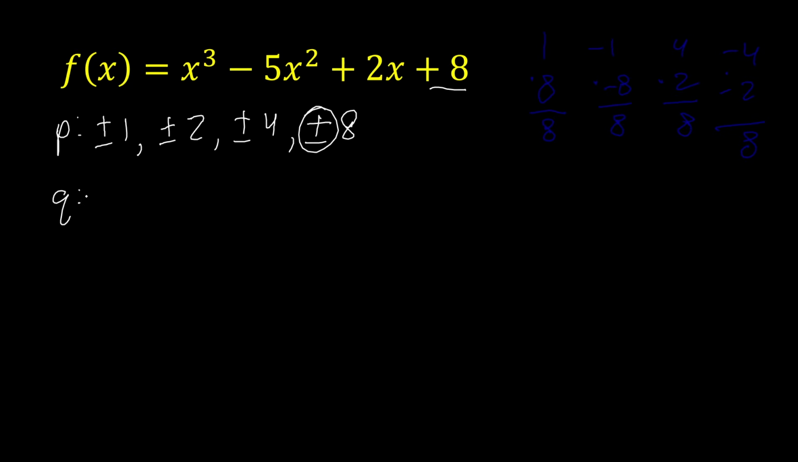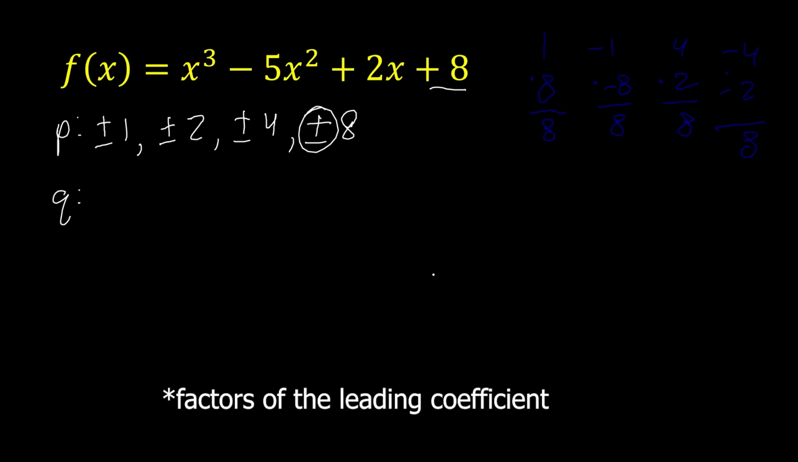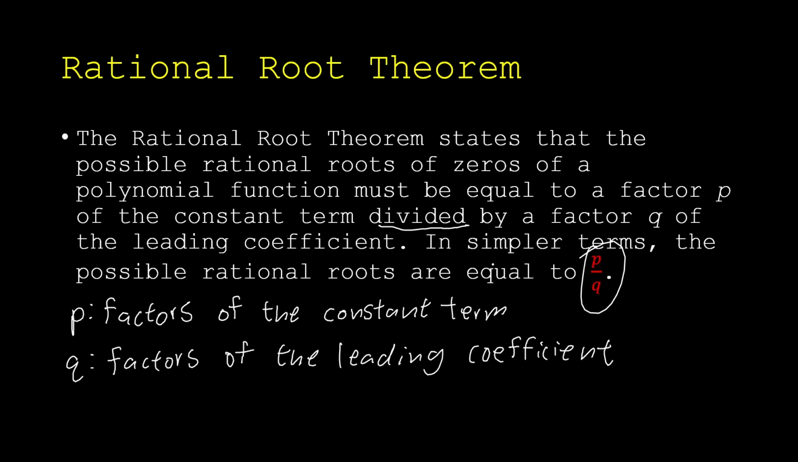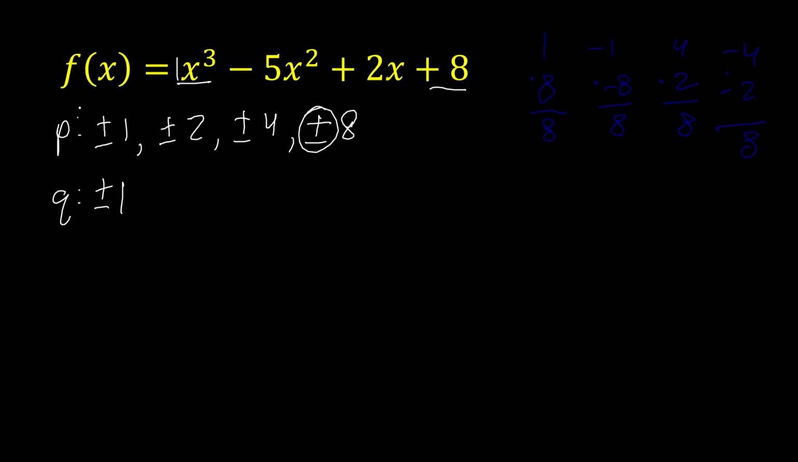Now for the q, that is the leading coefficient, and our leading coefficient is only 1, so our only factor for it is also only 1. Now, it says here the possible rational roots are equal to p over q. So we have to solve for this. Our first one is plus minus 1 divided by plus minus 1. That is equal to plus minus 1. I will speed up the video so that you won't get bored, but I hope that you understand all this.